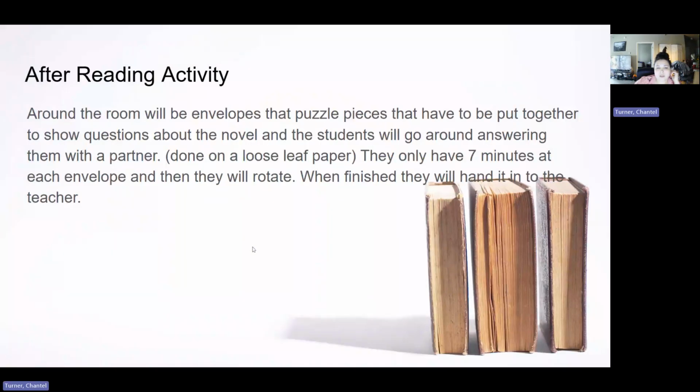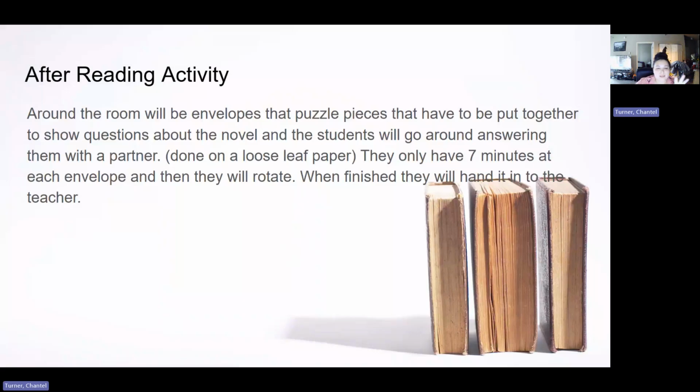After reading activity. Around the room will be envelopes with puzzle pieces that have to be put together to show questions about the novel, and the students will go around answering them with a partner. Done on loose leaf paper. They only have 7 minutes at each envelope, and then they will rotate. When finished, they will hand it to the teacher. And then at the end, we'll talk about the answers.